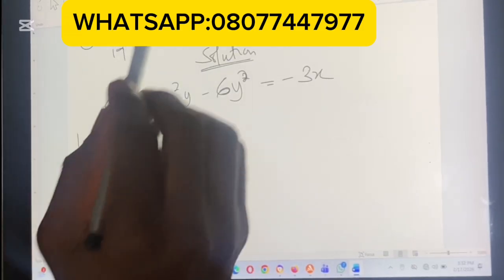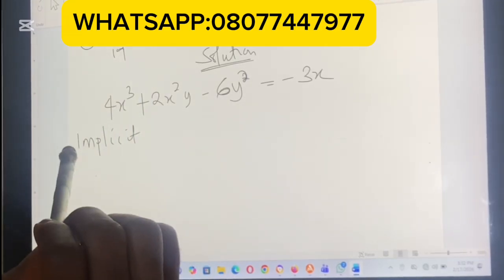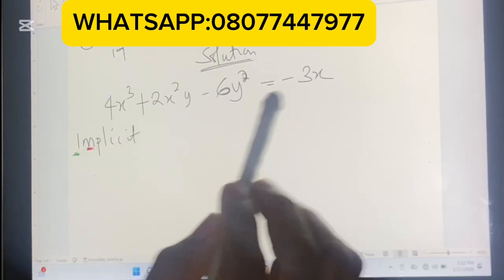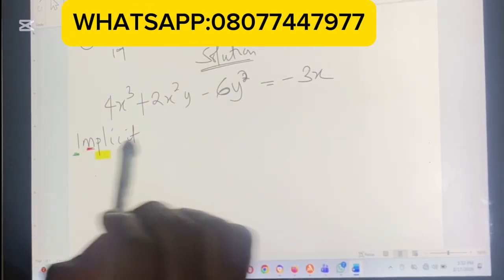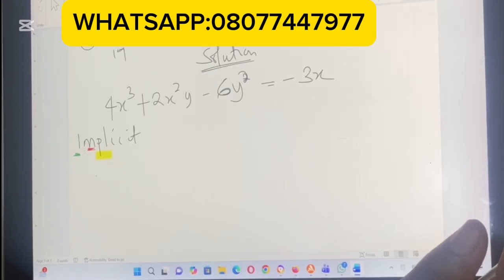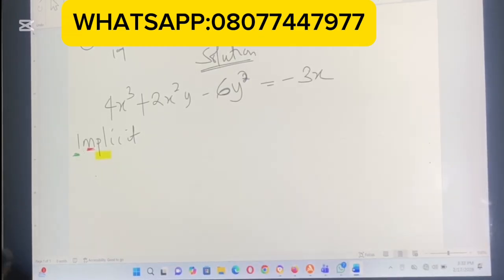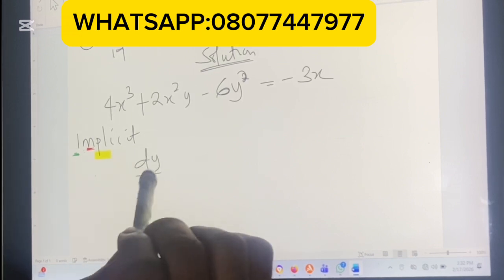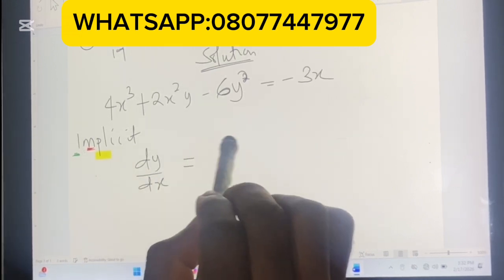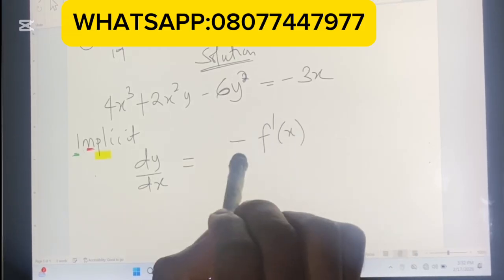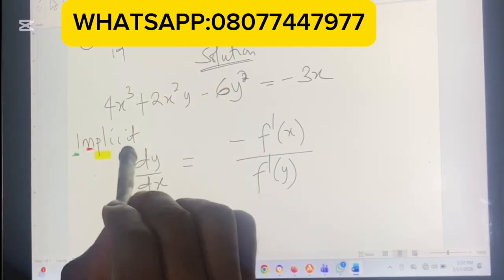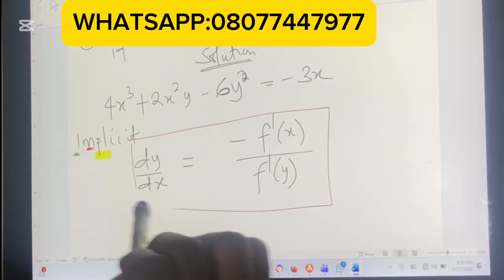Okay, so what is an implicit function? The word implicit: the I means input, the M means multiple, the P means parameters. So the input of multiple parameters or variables in a function is called implicit. Please take note. So the dy dx of an implicit function, the short way to solve this, the trick, is that dy dx will equal minus f prime of s over f prime of y. Okay, now let's understand this formula before we solve the equation.